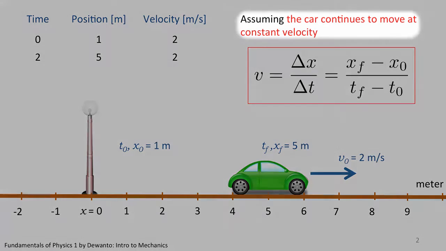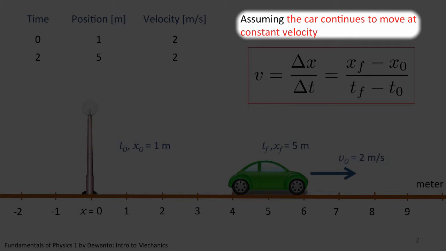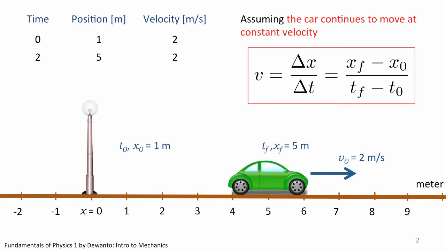But just like every model, it comes with an assumption. That is, the car continues to move at constant velocity. A model is only valid insofar as the assumption is fulfilled. If this assumption is not true, the model is wrong. Then the prediction will also be wrong.